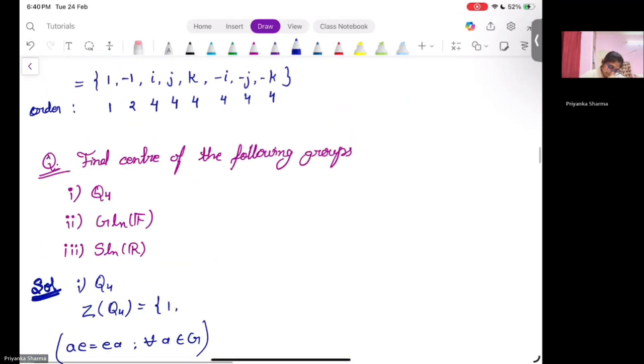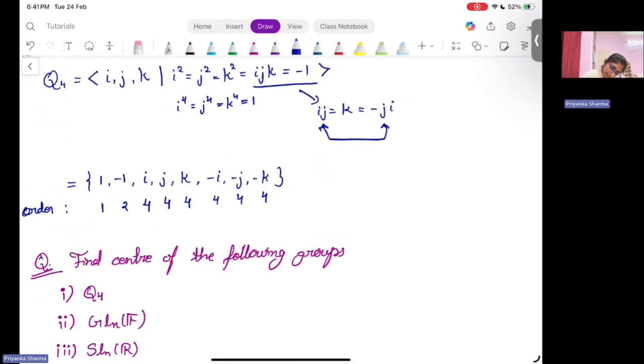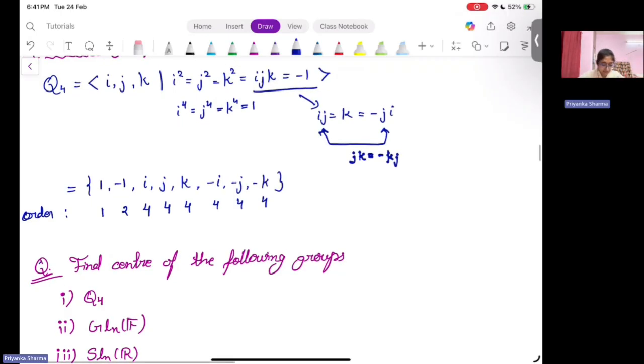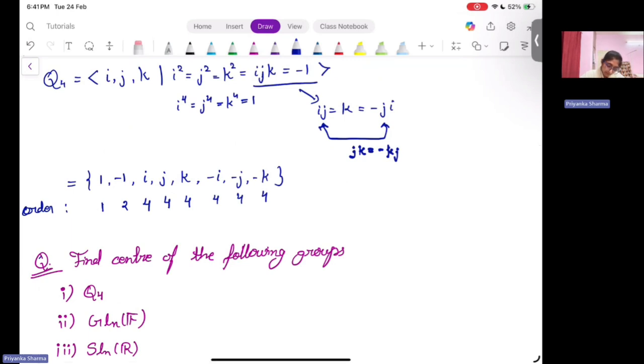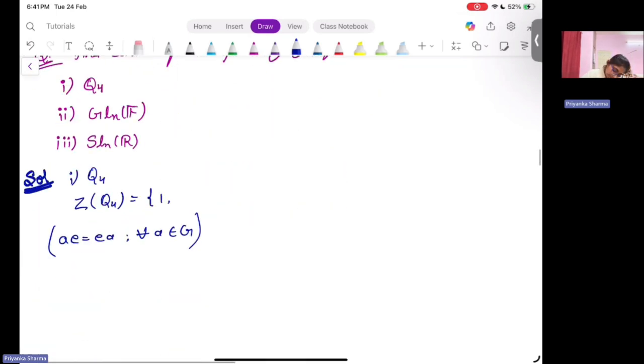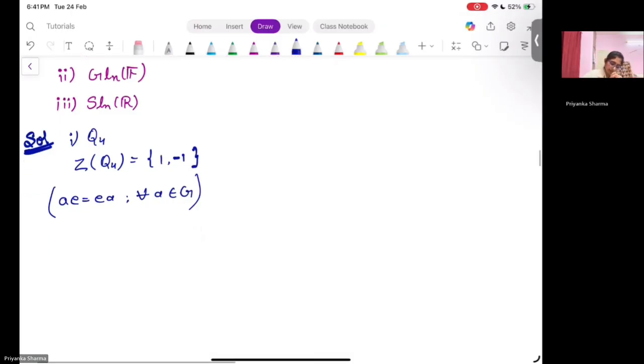Then see, IJ is minus JI. It means I and J cannot be a part of the center. Similarly, JK is minus KJ, so I, J, K, as well as minus I, minus J, minus K, can't be a part of the center. But what about minus 1? This commutes with every element. So this is a part of the center.